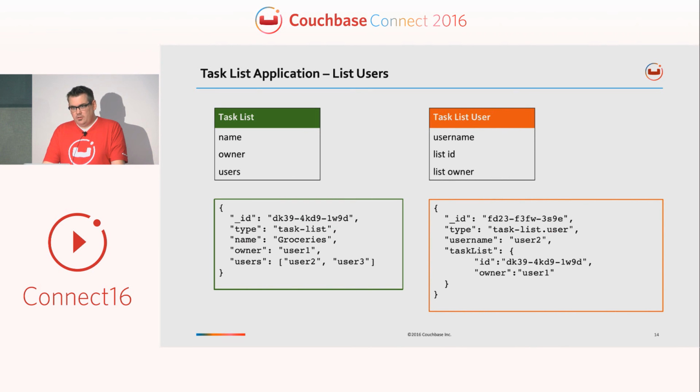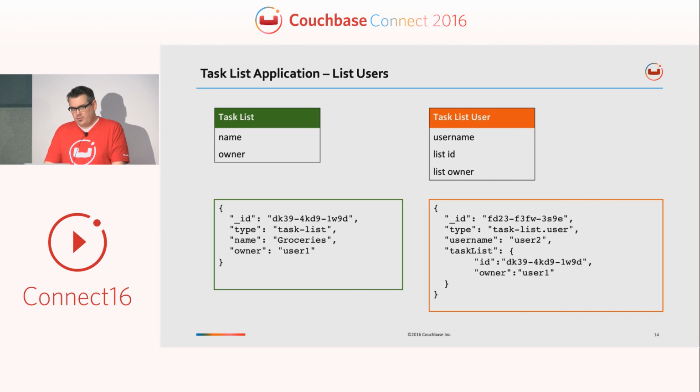So what we'll end up needing to do is to create a new entity to manage that. So we'll create a task list user entity. It's going to have its own document format. Again, as before, we have the type defined, which defines what type of document it is. Here we have the username, which is who it's getting shared with, and the reference back to the list itself. So we've got the task list ID, and we also add the task list owner in there. So at this point, we've got our task list and task list users split out.